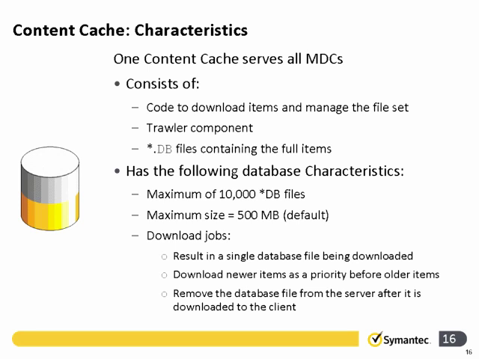As part of this download, we're going to create a download job, and this download job is responsible for, or will result in, a single database file being downloaded. It will download newer items as a priority before the older items, and it will remove the database file from the server, that server cache location we keep referencing, after it has been downloaded to the client.